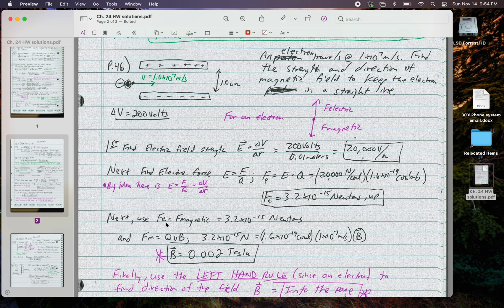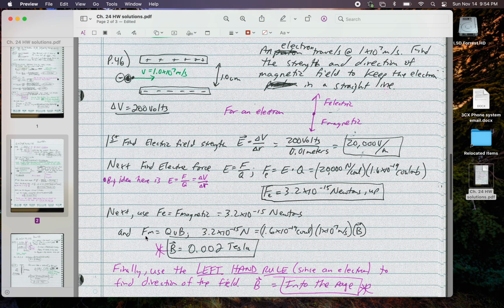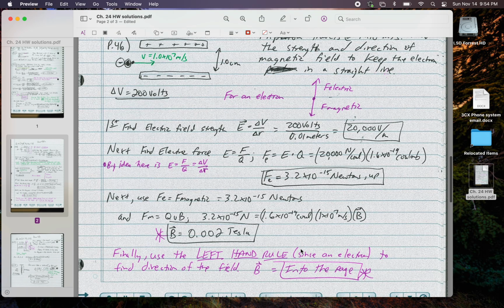So then we're going to set the electric force equal to the magnetic force, and then that's pretty easy to do. So I could say that EQ is equal to QVB. Note the specific amount of charge actually doesn't matter at all here. It's just the field strength since they're both acting on the same charge.